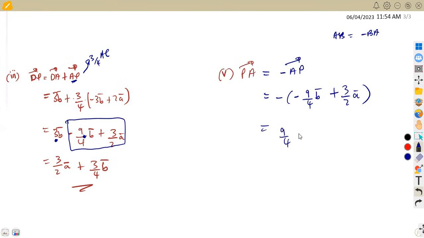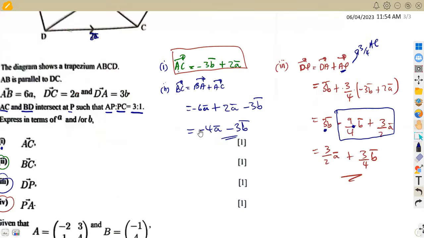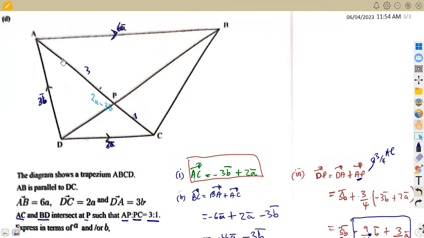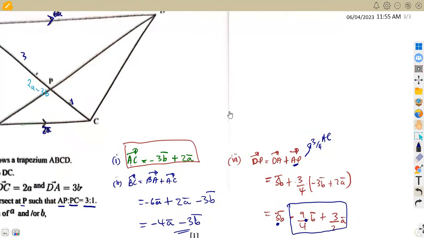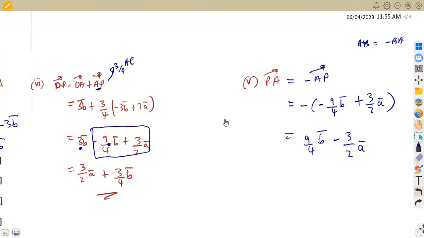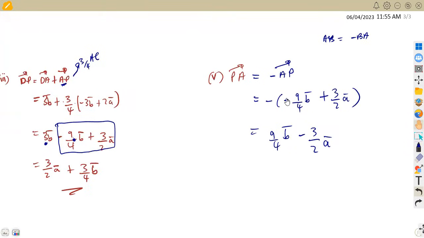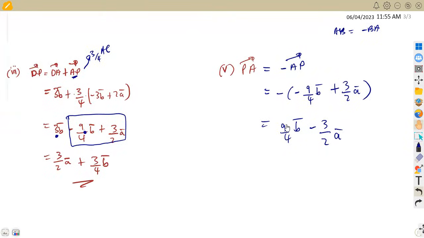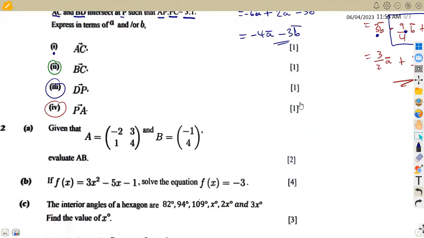That will be positive 9/4B minus 3/2A, of which you can even use the proper route, guys. From A to P, we can even get it from the diagram. P to A will be the opposite, minus 3/4 of AC. So you can even do it that way, or you can simply find AP, then multiply by a negative. That is the easiest way you can have. All right, simply 1 mark for that.